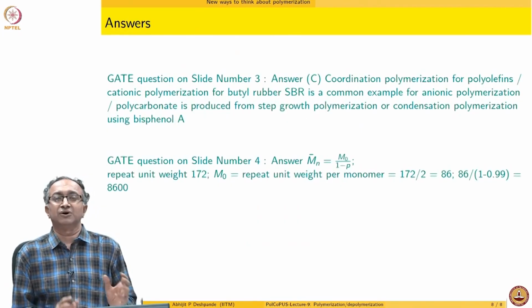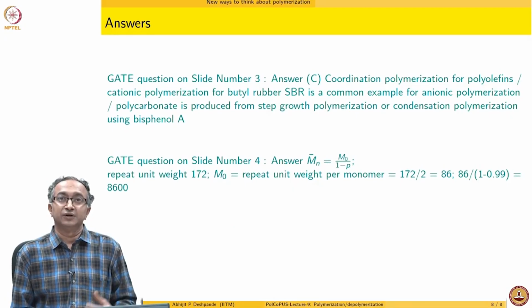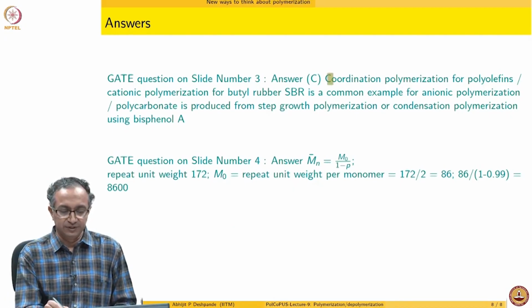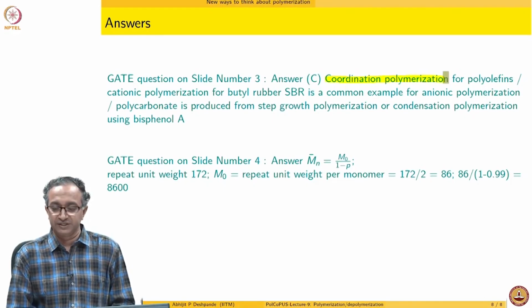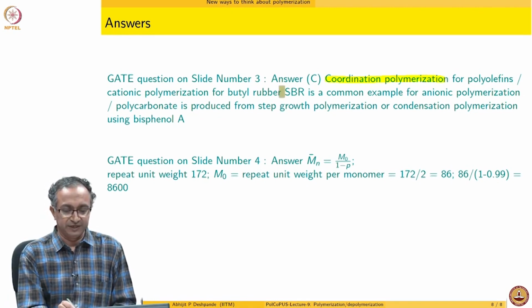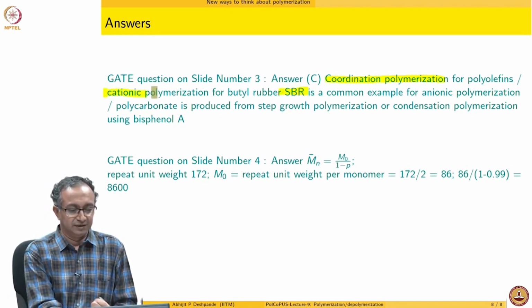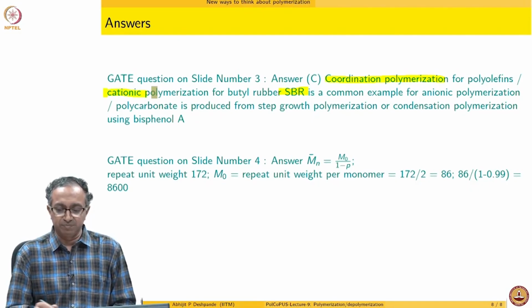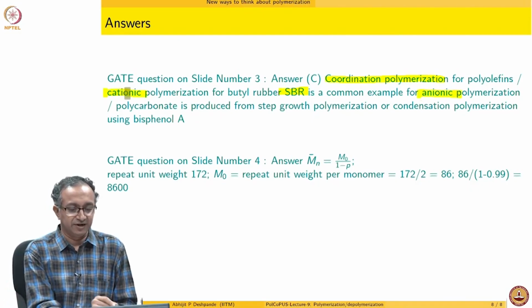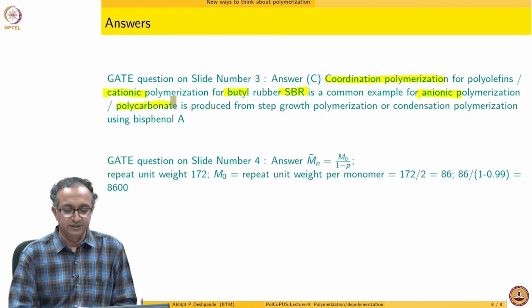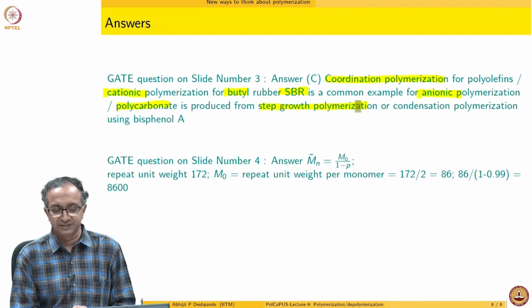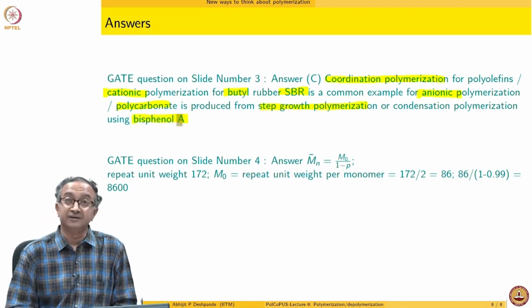So with this thought, we can close this lecture in terms of the answers to the questions that were posed. I hope all of you recognize that Ziegler-Natta is an example of coordination polymerization, and it is used for polyolefins. SBR is a common example of an anionic polymer, while a cationic polymer is butyl rubber. And polycarbonate is produced by step growth polymerization using bisphenol A.